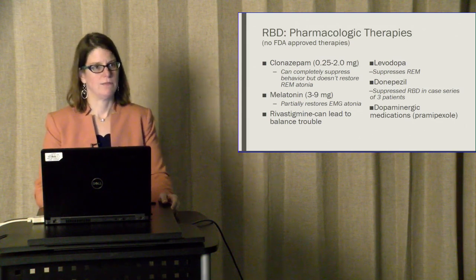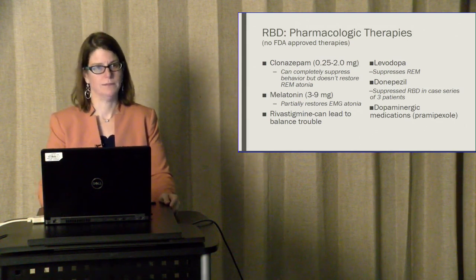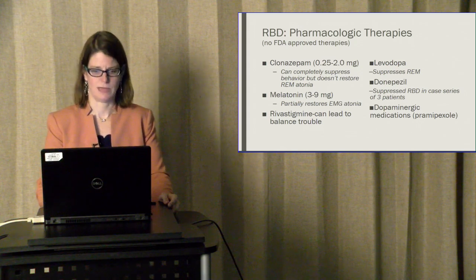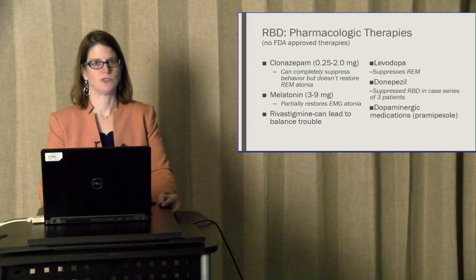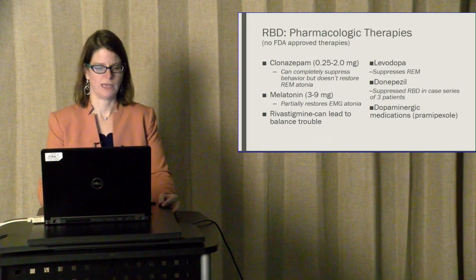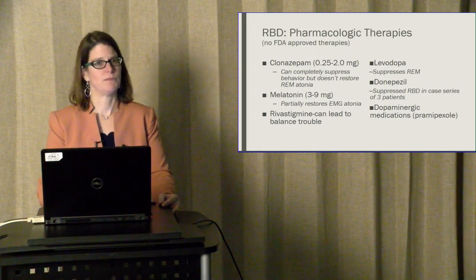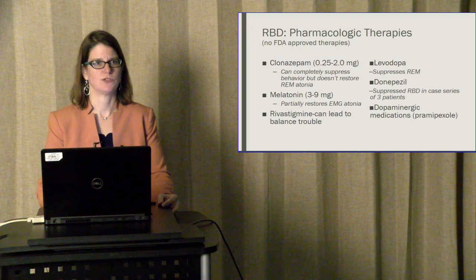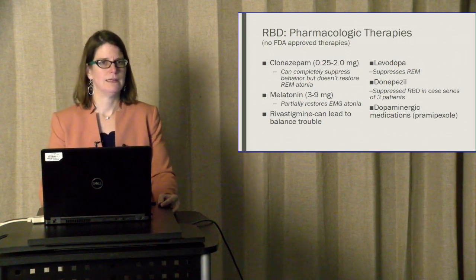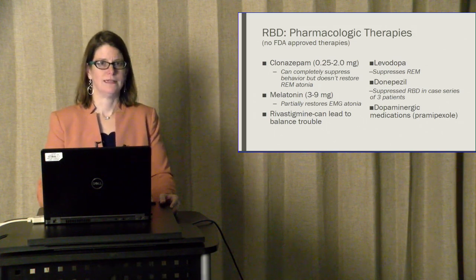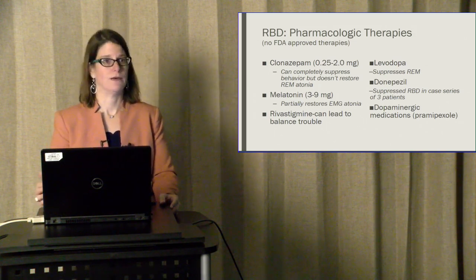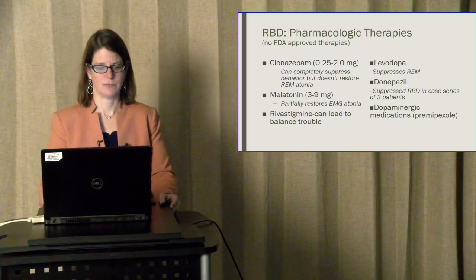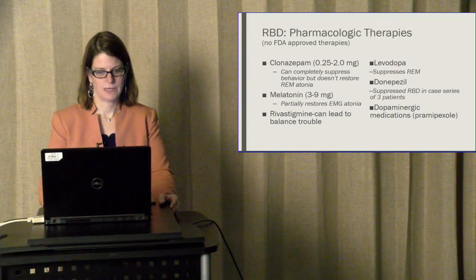There is clozapine, which we usually use at very low dose, and it can completely suppress REM sleep behavior disorder, but doesn't actually restore the paralysis of dream sleep. It just stops the behaviors. Melatonin is usually my first line therapy. It actually does restore the atonia of dream sleep, and it's naturally occurring. It usually doesn't have very many side effects. It doesn't reduce the ability to wake up from sleep apnea, for instance, that clozapine can do. So I usually start at 3 milligrams 30 minutes before bedtime, and that can be very effective.